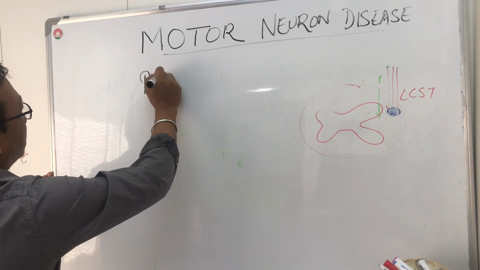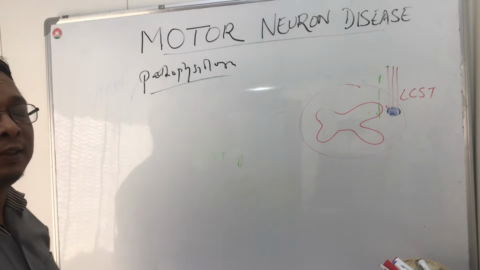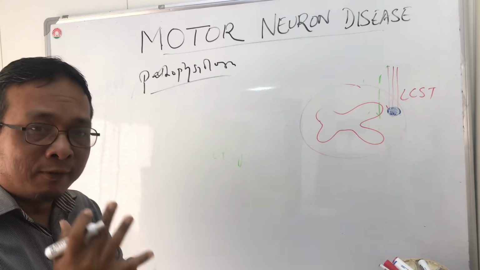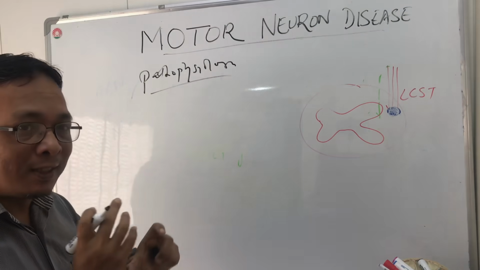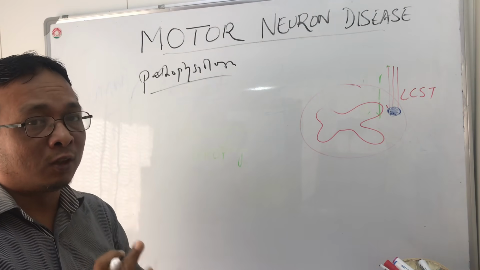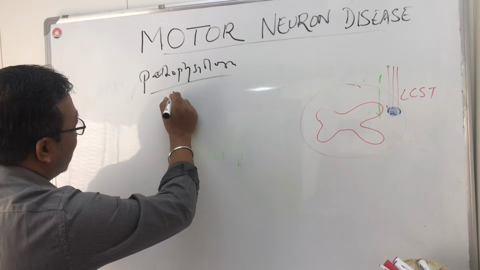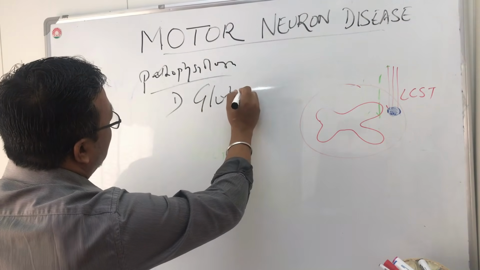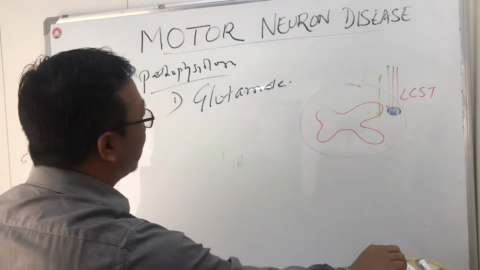So in the pathophysiology, there are two types of theories. Though there are environmental factors, genetic factors, toxins, so many things, the exact pathogenesis is still not known. But we can come up with two theories. One is when there is excessive glutamate in the body.